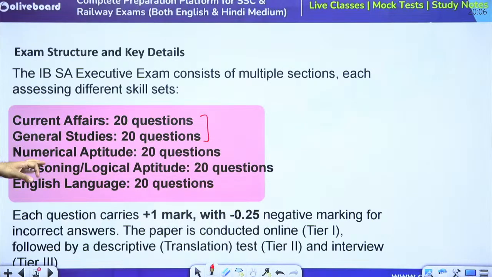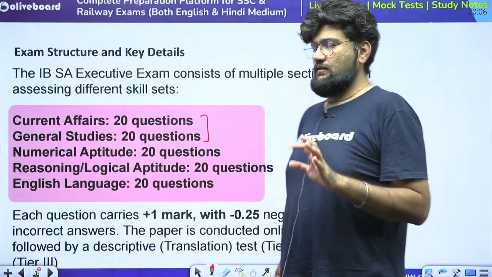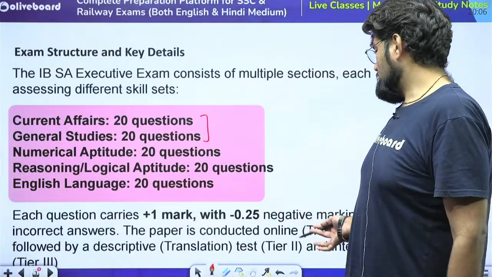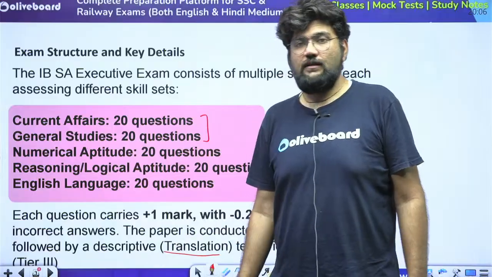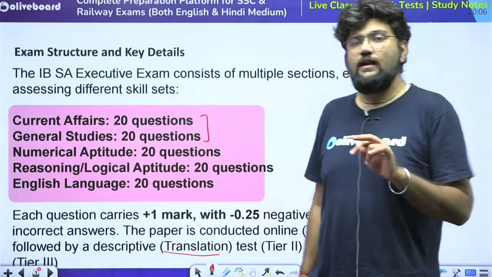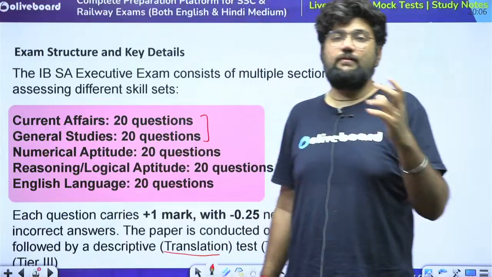Then we move on to quantitative aptitude, 20 questions, reasoning logical aptitude, 20 questions, and English language, 20 questions. Everything will seem a tad bit easier. So this is how Tier 1 is. Now Tier 2 here is slightly different again. In Tier 2, what happens is, there Tier 2 was essay writing, comprehension.